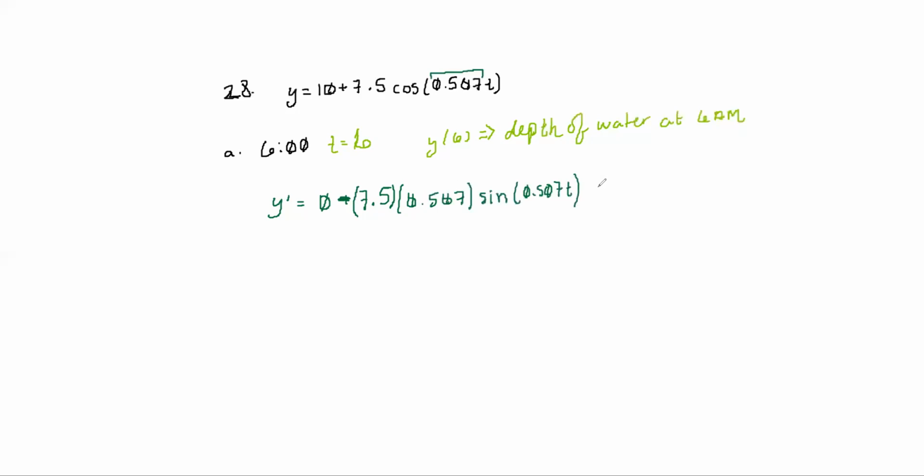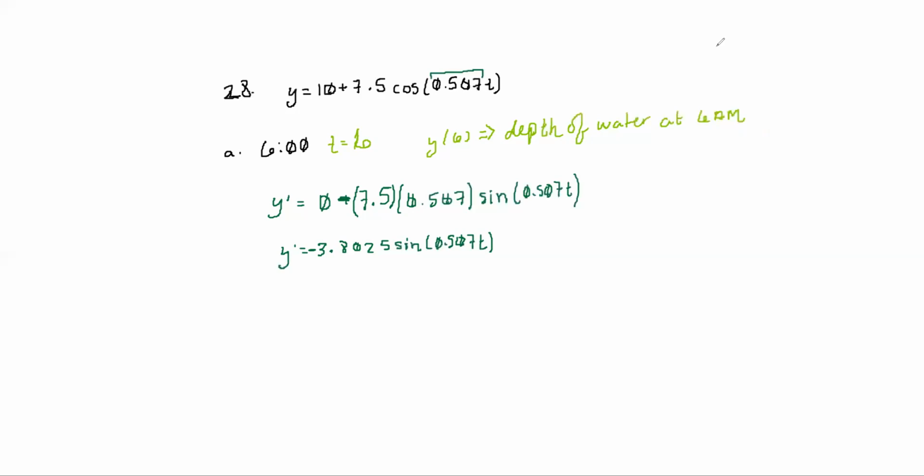So I am going to pull out my calculator. Maybe my phone isn't stressing out. What should I be doing? 7.5 times 0.507. So this is going to be 3.8025, negative 3.8025 sine 0.507t. Now we have this derivative.